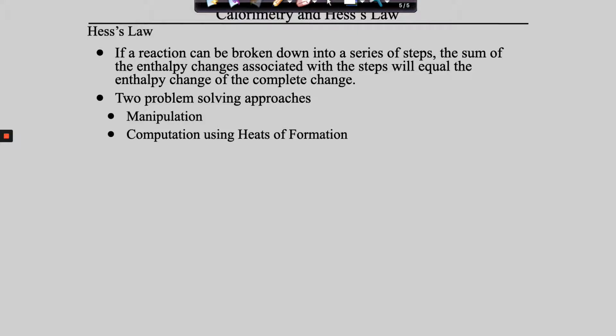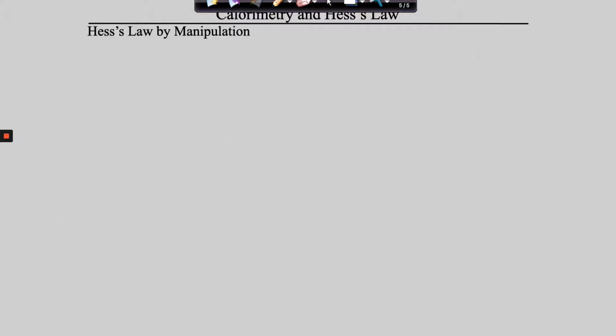So, guys, we're going to manipulate first. And in order to do this, the best way to learn it is just to show you. So guys, what we're going to do is figure out the enthalpy change of this process. It says calculate the enthalpy change of the combustion of carbon to carbon monoxide. Calculate the enthalpy change of carbon to carbon monoxide.